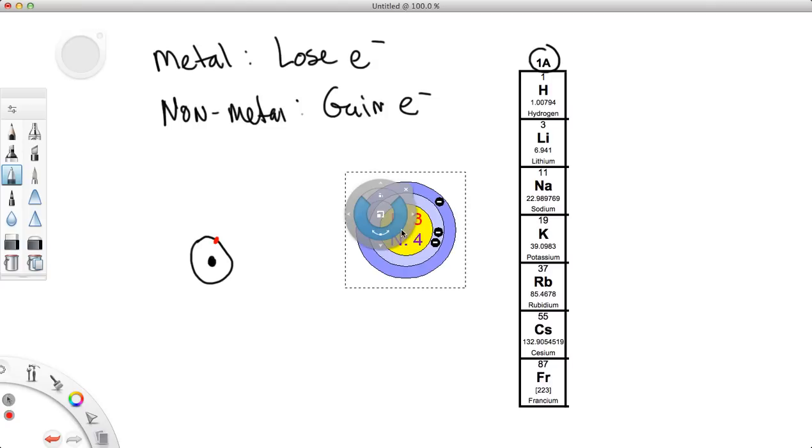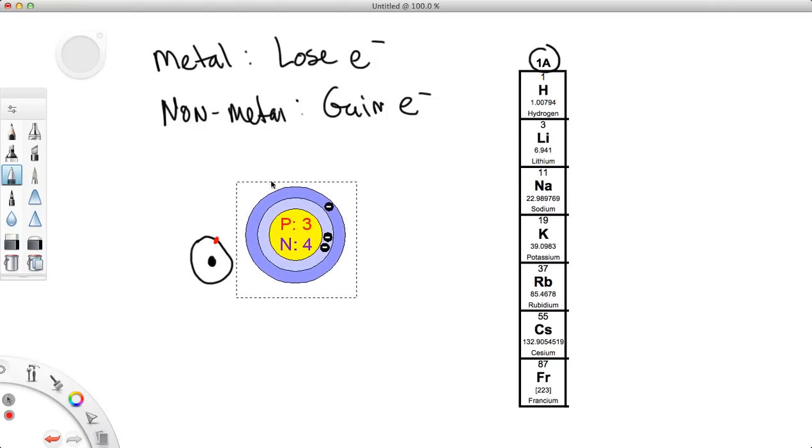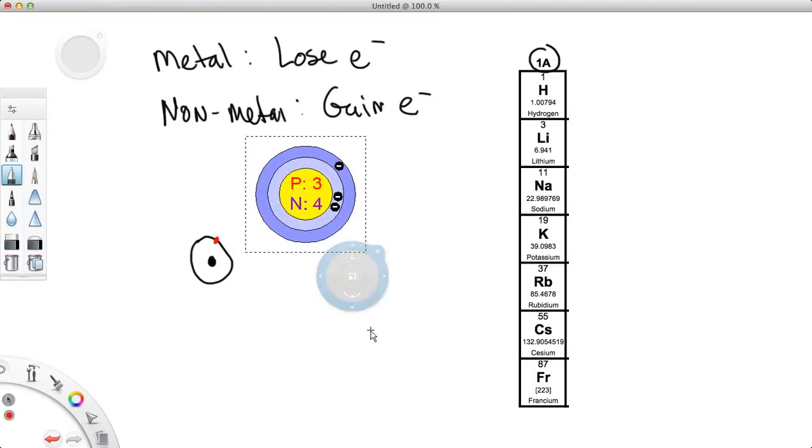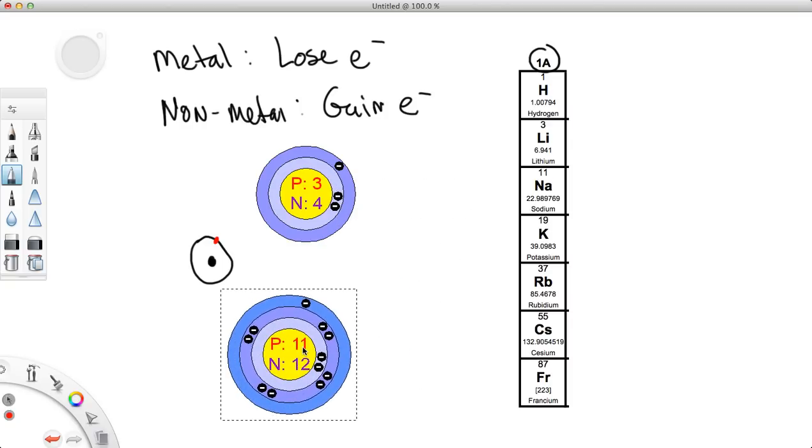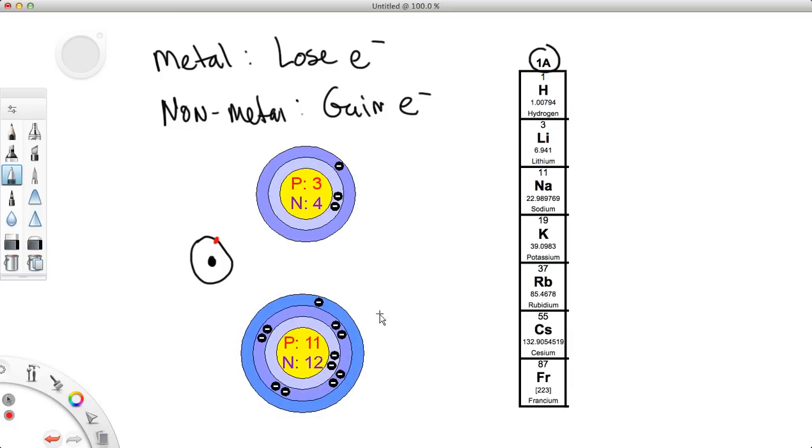Here's lithium. Here's a picture of lithium. As you can see, in the center there are 3 protons, 4 neutrons. In the first energy level, there's 2, but look on the outside. The outside electrons are called the valence electrons, and there's only 1. And here is sodium. Look on the outside, and you'll see that there is 1 electron on the outer ring. The same is the case for potassium, rubidium, cesium, and francium. They all have 1 valence electron in their outer ring.